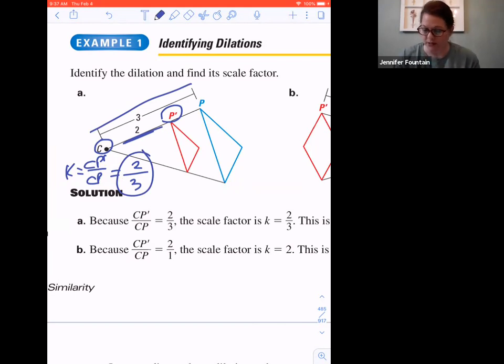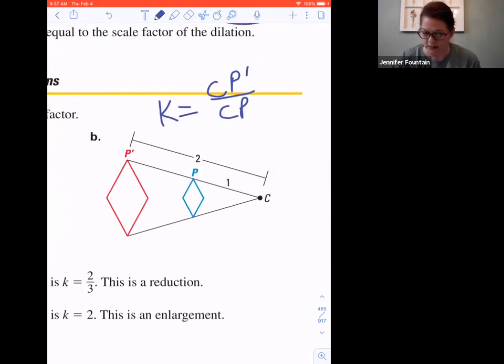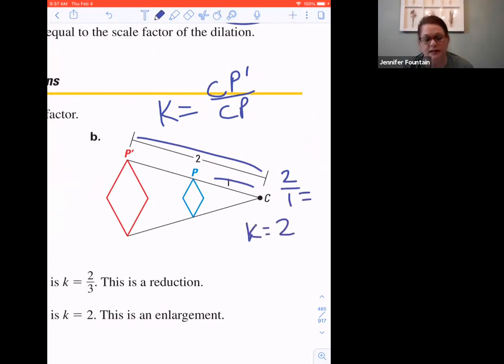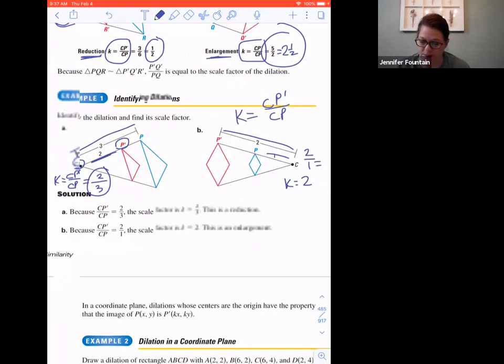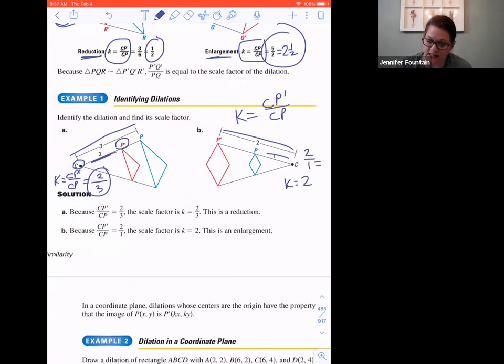Simple as that. When I look at letter B, again, CP prime here is 2, CP is 1. So my K is equal to 2. And it's an enlargement because it is greater than 1. So because 2/3 is less than 1, it's a reduction. Because 2 is greater than 1, it's an enlargement. Any questions about that?